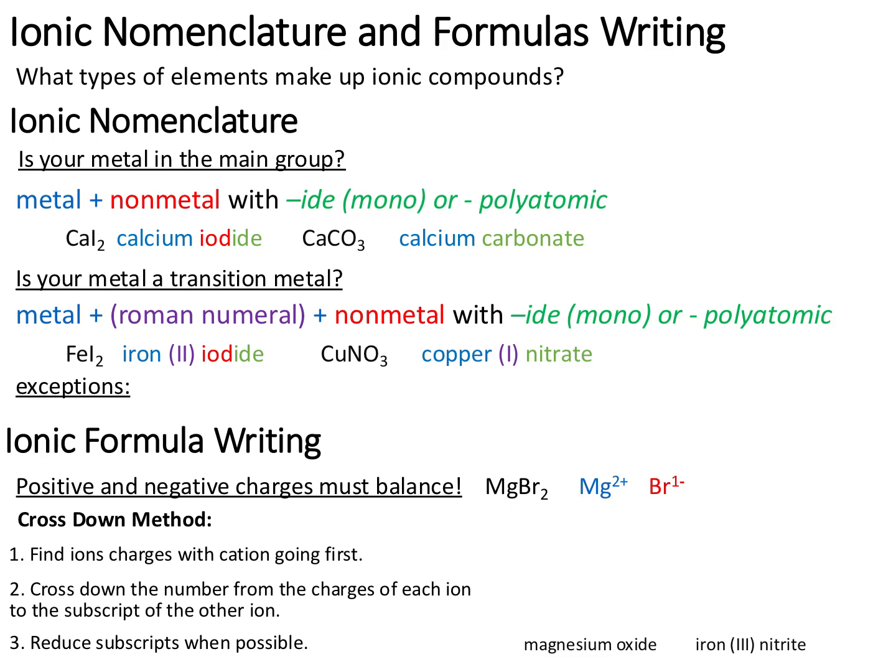So we're going to go ahead and look at ionic nomenclature and formula writing. First of all, let's talk about the types of elements that make up ionic compounds. Typically, we've looked at this from a very basic perspective. We know that ionic compounds consist of a metal and a non-metal in most cases. However, this approach is lacking because, of course, there are exceptions.